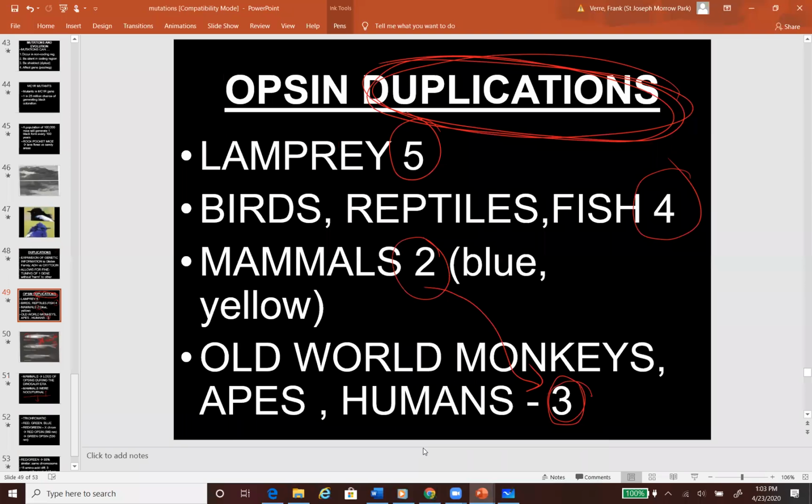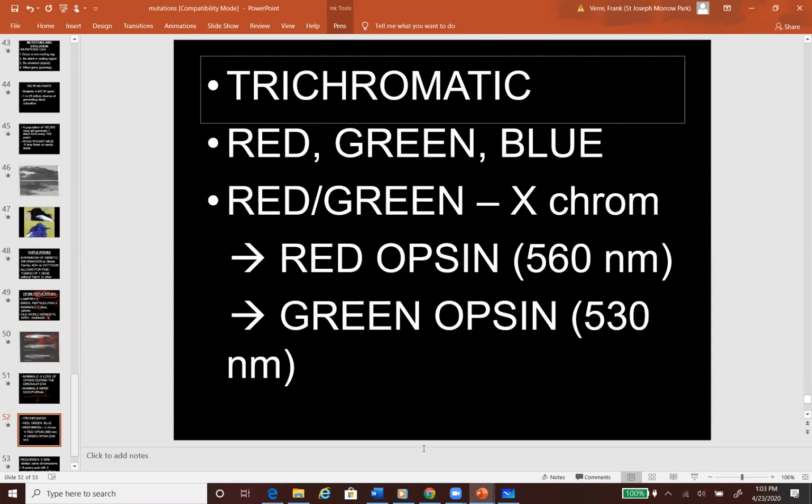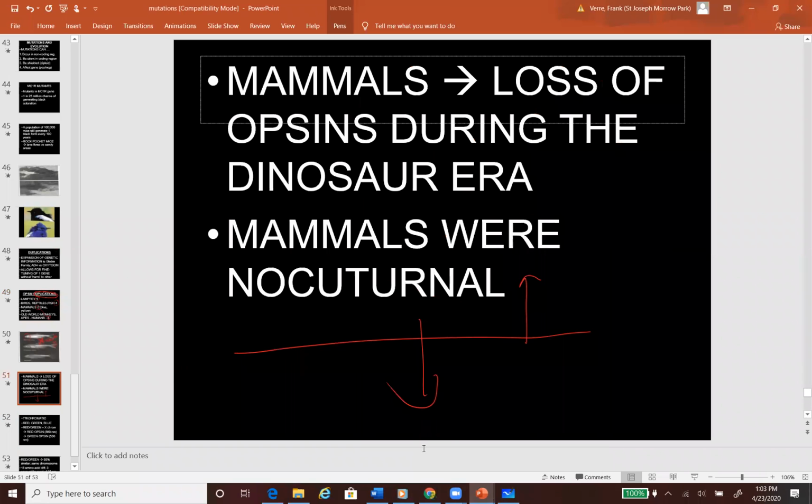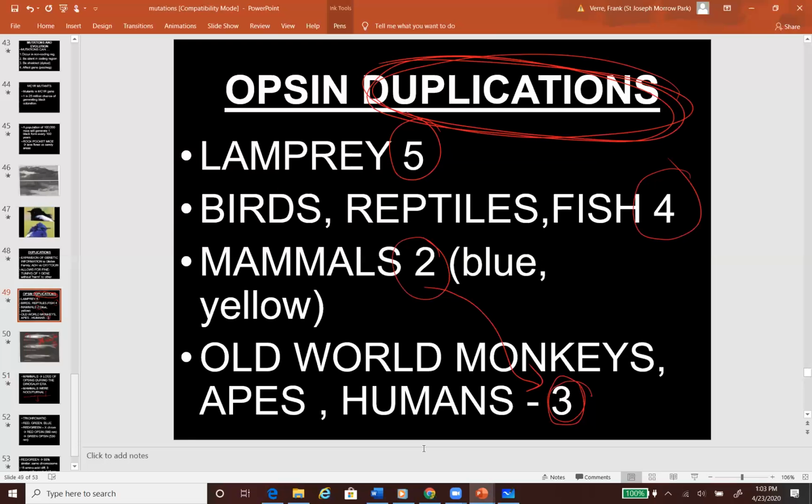The other one is for seeing color. And what actually happened is the yellow gene. If I go back to mammals, it says mammals have two copies that work to see color, blue and yellow. The blue copy is actually on chromosome number 4. The yellow copy is actually on the X chromosome.